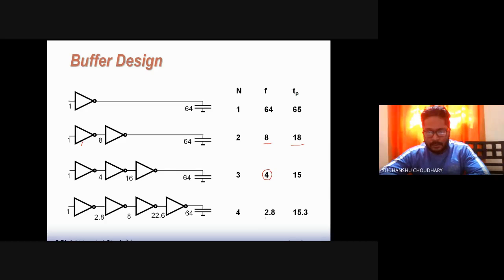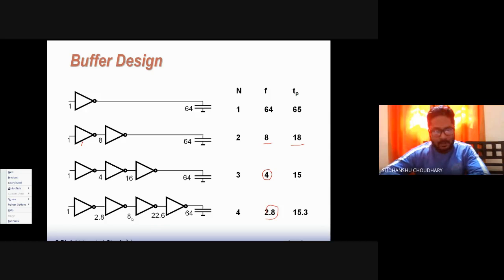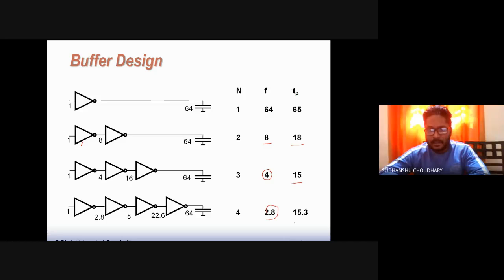Similarly, for this one, f is 2.8, so this becomes 2.8, square of 2.8, and then similarly cube of 2.8, so this becomes 22.6. And the delay you can find out from the same equation as you found out 65 for the first buffer. For the second buffer you can find out the delay is 18, then 15, and the last one is 15.3. So that way one can find out the sizes of the inverters, or the sizes of any gate in the chain, and also the number of stages and the optimum delay.